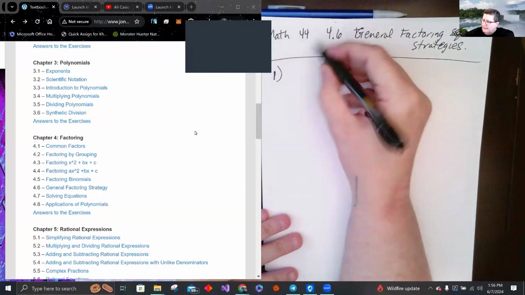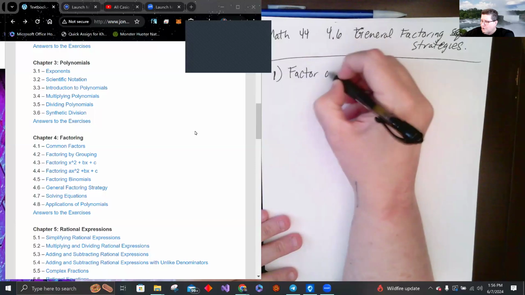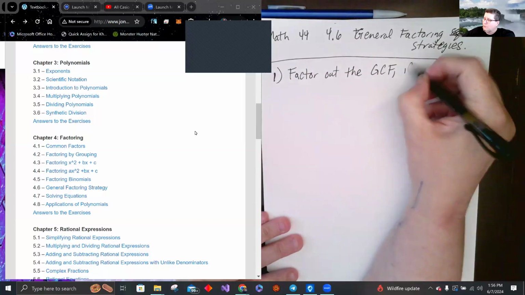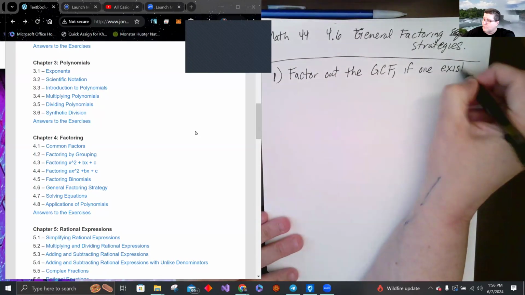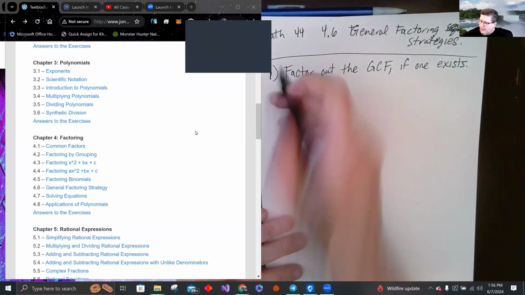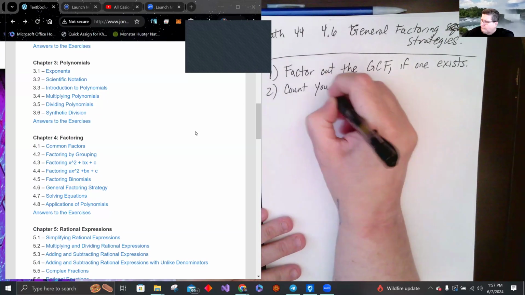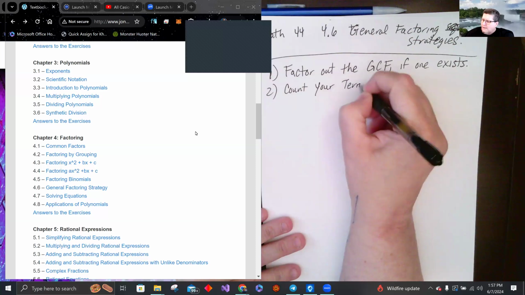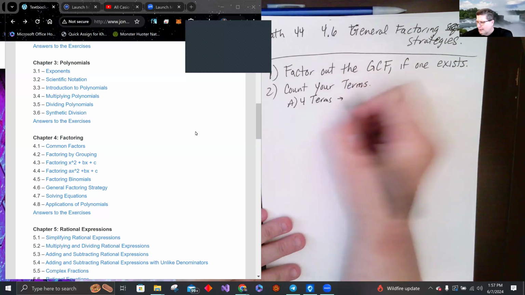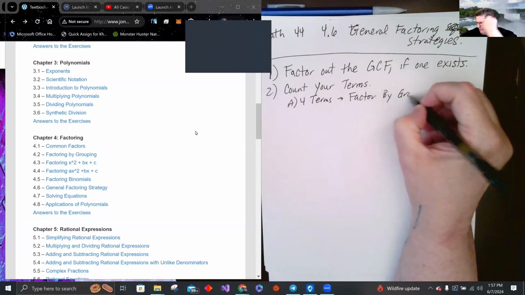So step 1, factor out the GCF, greatest common factor, if it exists. If one exists. So look for it. Then step 2, count your terms. If you have 4 terms, you've got to try factor by grouping. That's really the only thing we had with 4 terms.